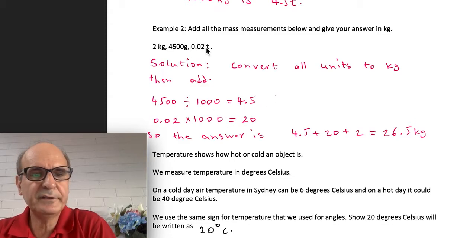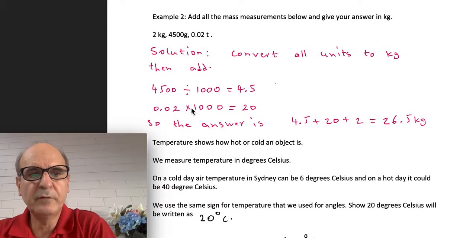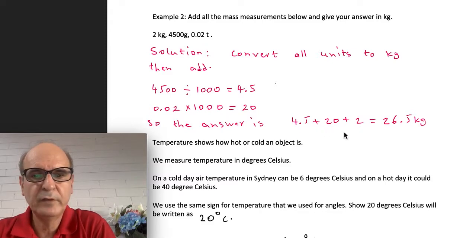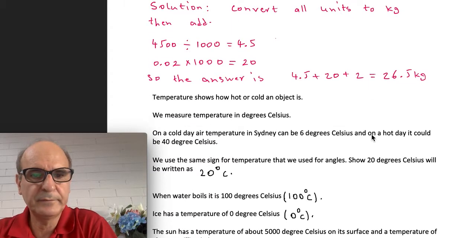Then this one is in tons. To change it to kilogram, times by 1000. 0.02 times 1000 gives you 20. So that many tons is the same as 20 kilograms. Now we add all of them up. 2 kilogram plus 4.5 kilogram plus 20 kilogram. Altogether gives us 26.5 kilograms.